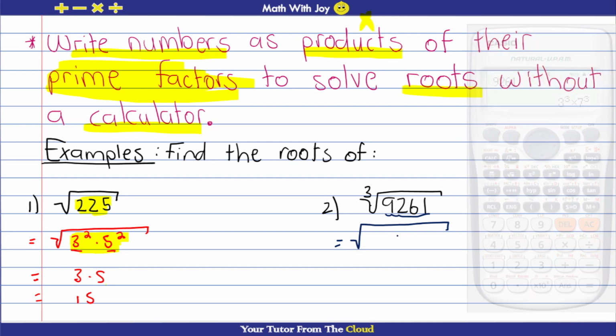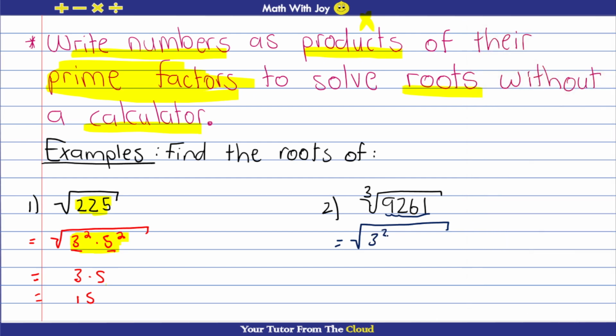So we come back and write 3 to the power of 3 times 7 to the power of 3 under the cube root. Remember to put your 3 here, because if you don't, then it's wrong. The cube root of 3 to the power of 3 is 3. The cube root of 7 to the power of 3 is 7, and then this gives us 21.